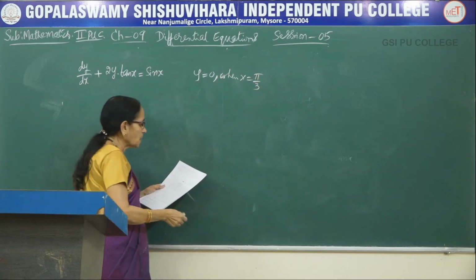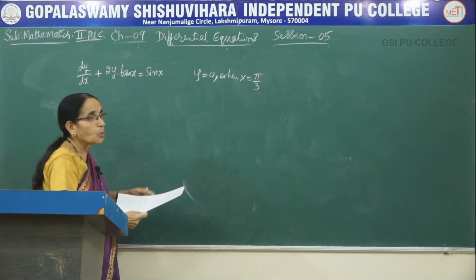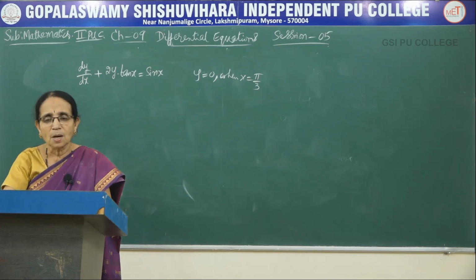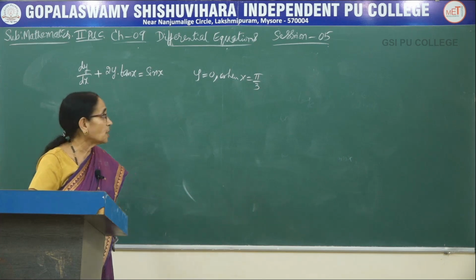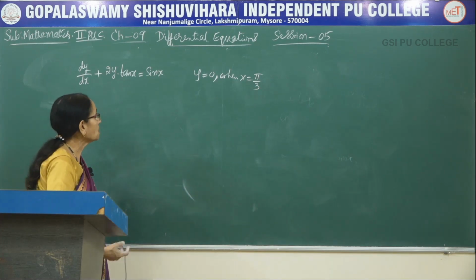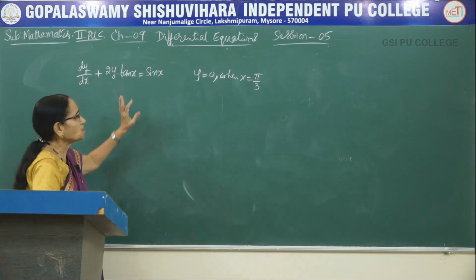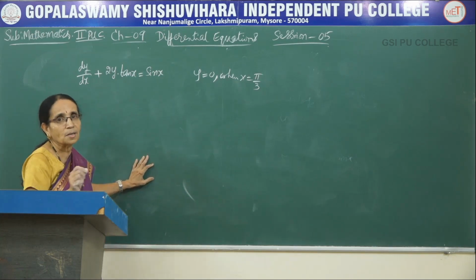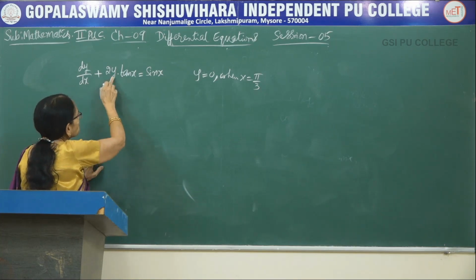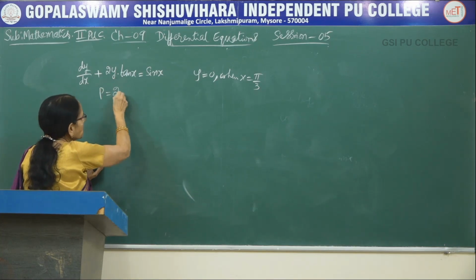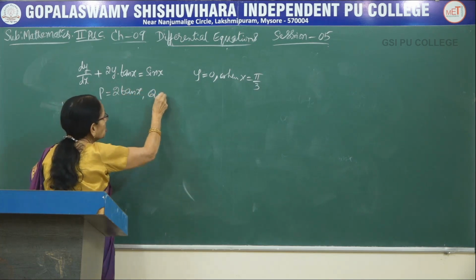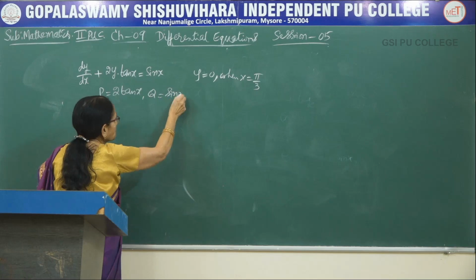When x is equal to pi by 3. You can look here, both p and q are trigonometric functions. Therefore, the value of x is given in terms of an angle. Now, you can observe that the equation is already in the standard form, so directly we can get the value of p. What is p? Whatever is present with y, that is p. So p is 2 tan x and q is equal to sin x.